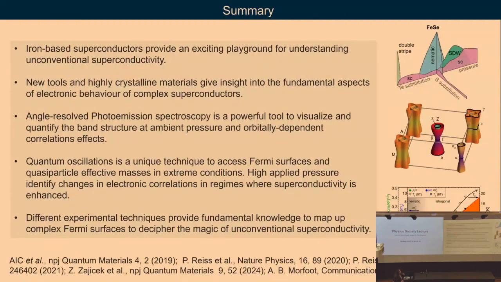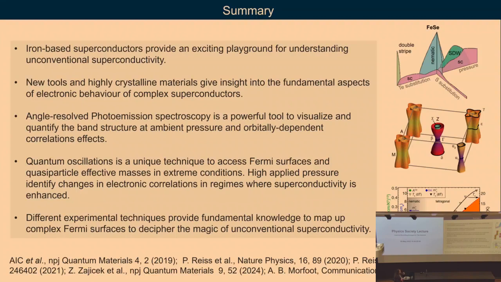So this is my summary. Iron-based superconductors are a very exciting platform to understand unconventional superconductivity because they give us access to lots of different tuning parameters to really explore the fundamental behavior of the quasi-particles and the Fermi surfaces, which are essential for understanding the pairing.